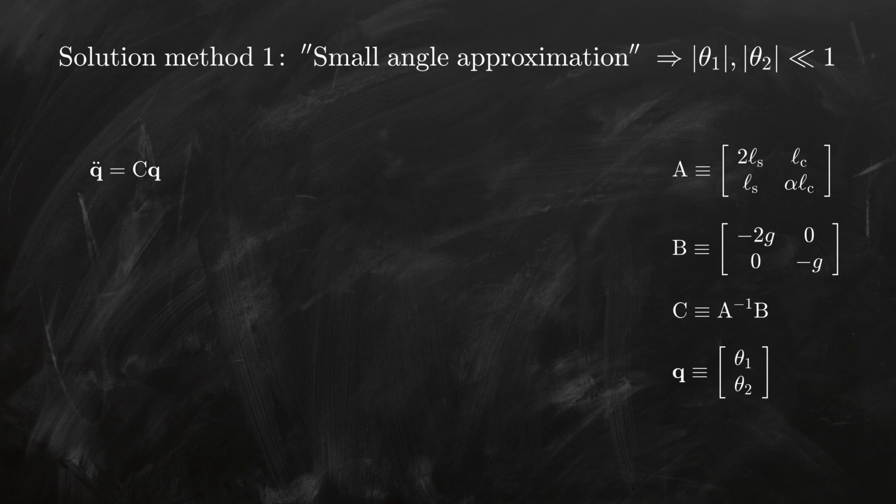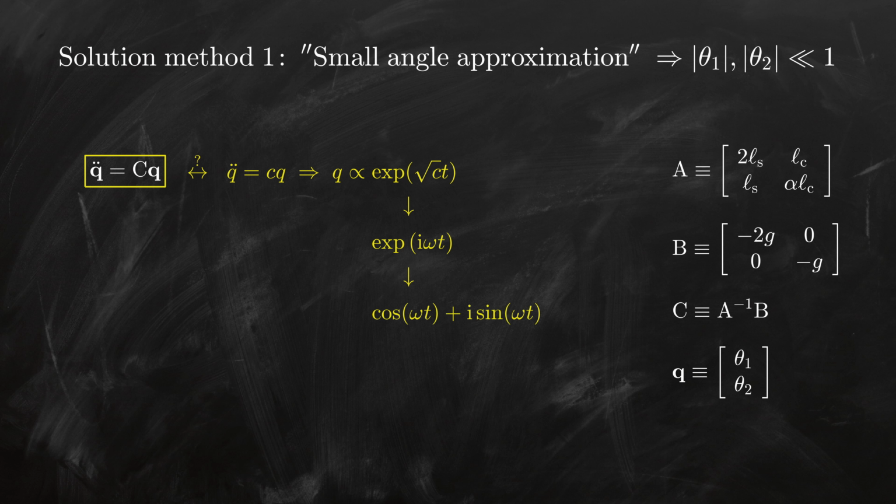What we're then looking for is a vector q whose second time derivative is equal to a constant matrix times that vector. This looks suspiciously much like the classic differential equation, where the second time derivative is a constant times the function itself, and the solution is proportional to the exponential function. For any oscillatory system, we would then expect the constant c to be negative, such that the argument of the exponential is complex, and we can extract a cosine or sine through Euler's formula.